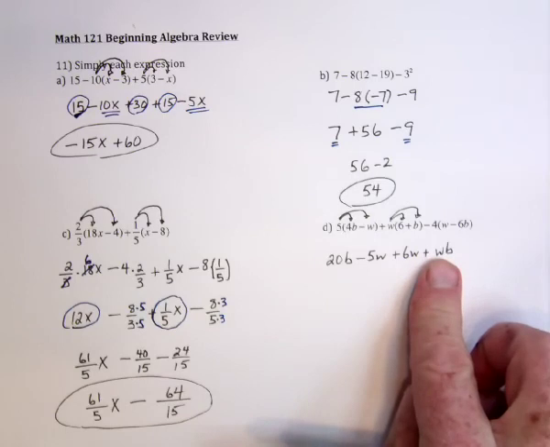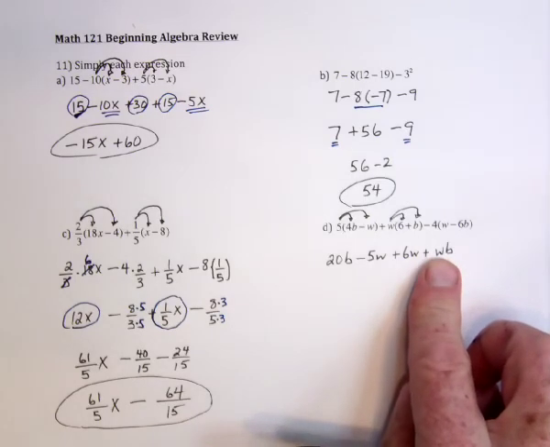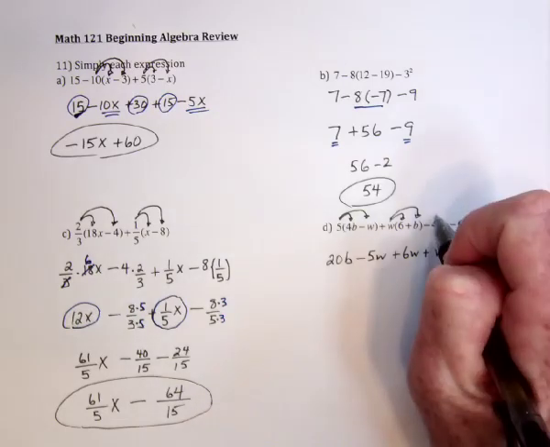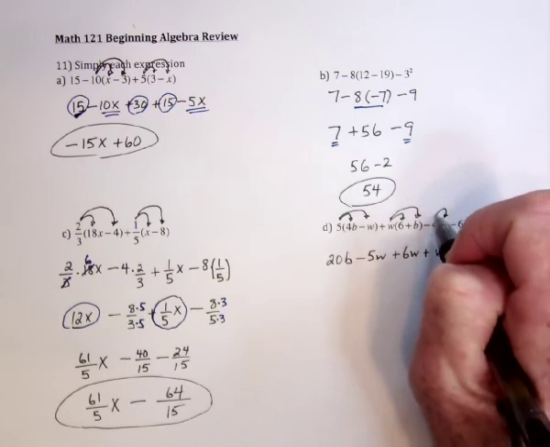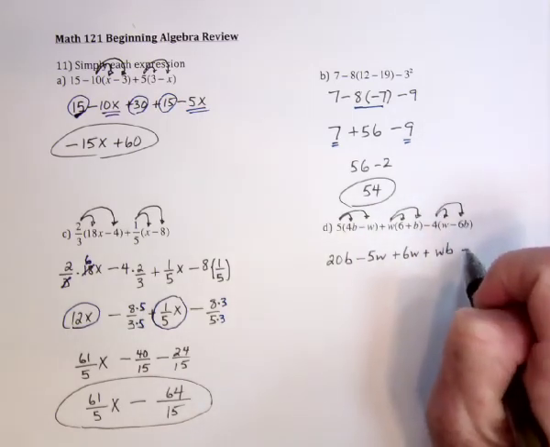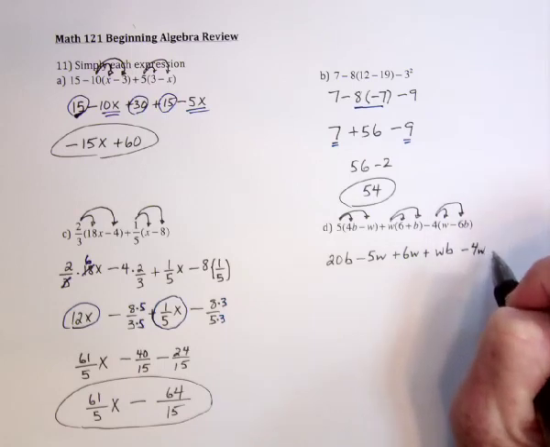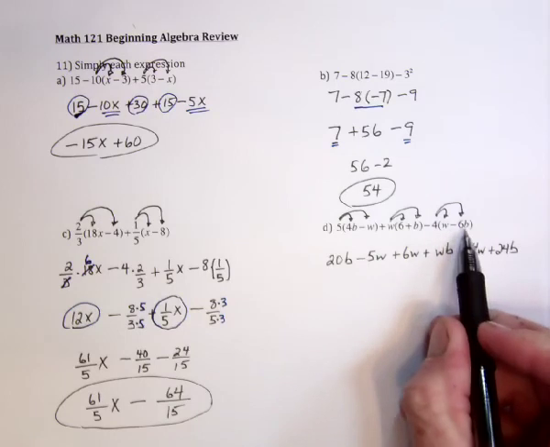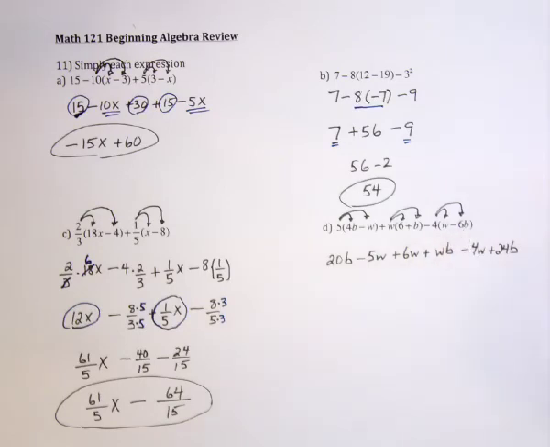If you wanted to, you could put bw. It means the same thing as wb. Then over here, distribute the negative 4. So this would be negative 4w's and then positive 24b, because a negative 4 times a negative 6 makes positive 24.